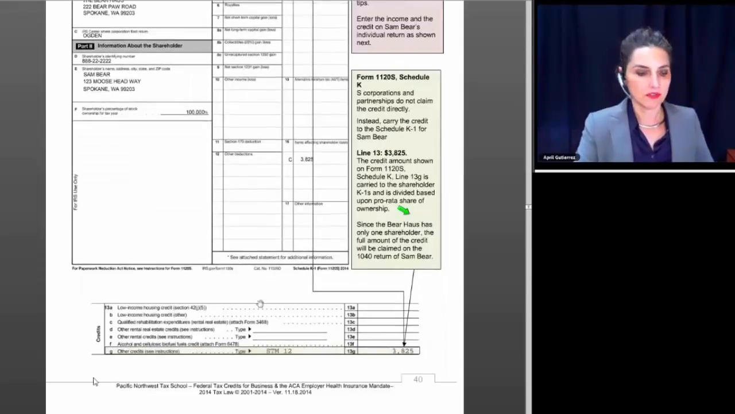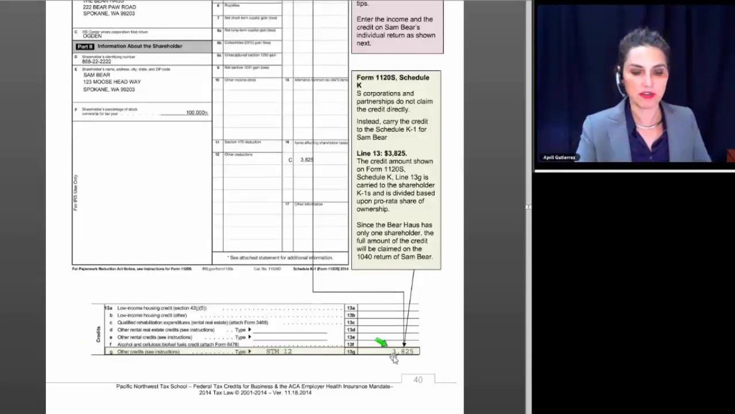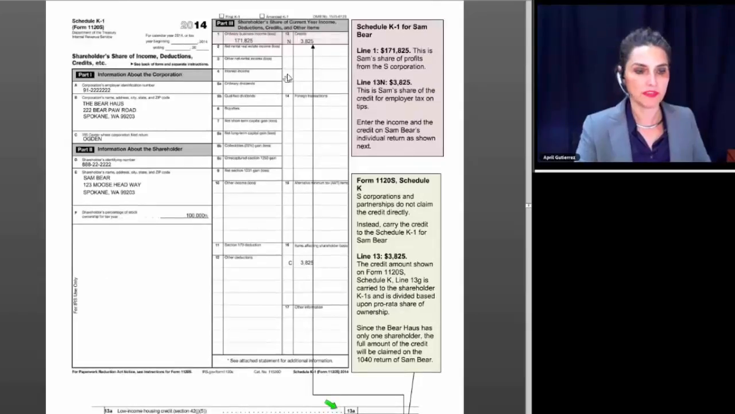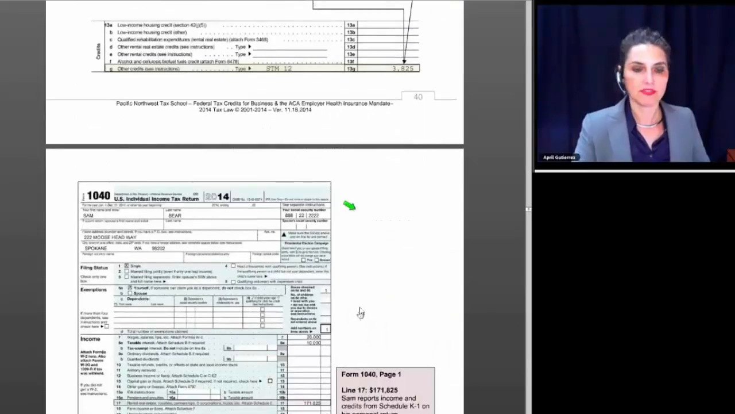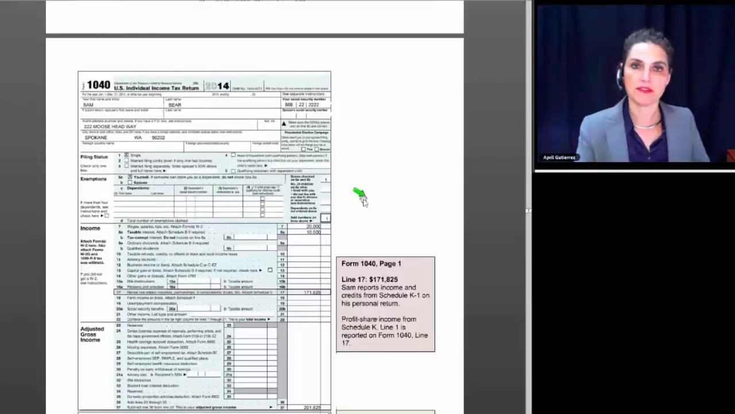And then, of course, we have a little cutout here from the Schedule K of the S corporation. I haven't shown you the entire S corporation return, but on the S corporation return, there is a Schedule K, and that Schedule K is also reporting the amount of the credit, and then it flows through from the Schedule K up to the Schedule K1. And the next step is to move on to Sam Bear's personal return. He's going to have to use the K1 to prepare his personal return.